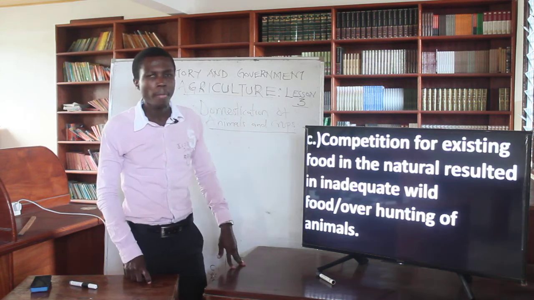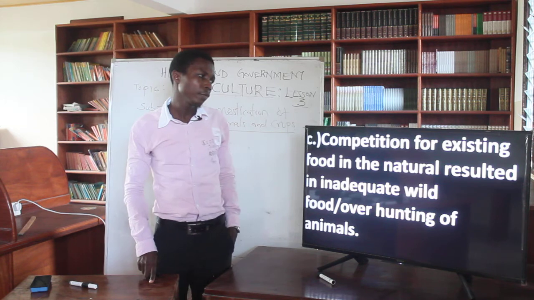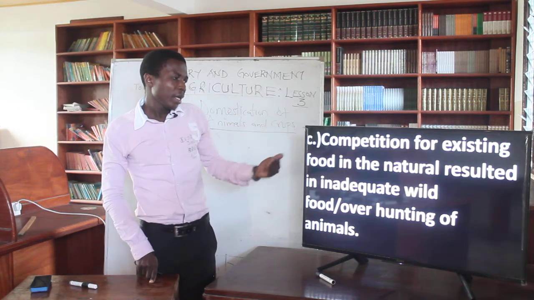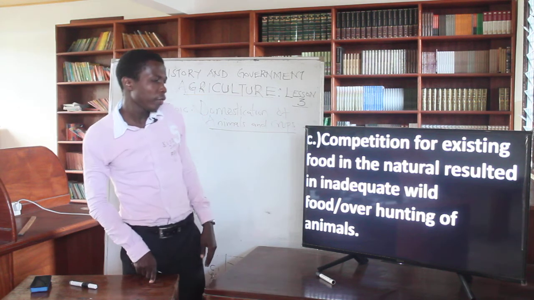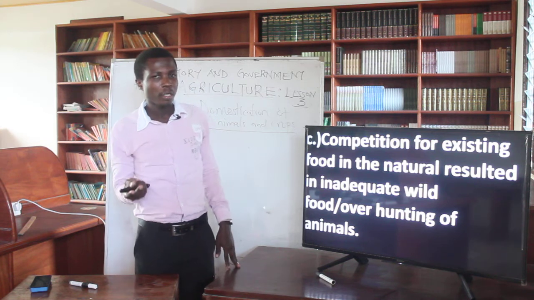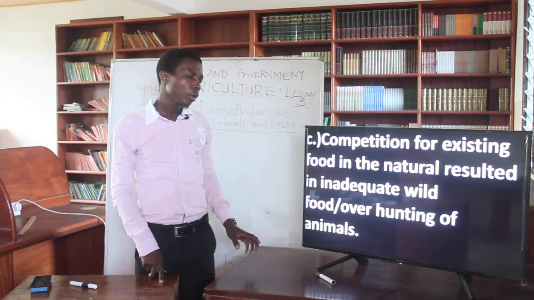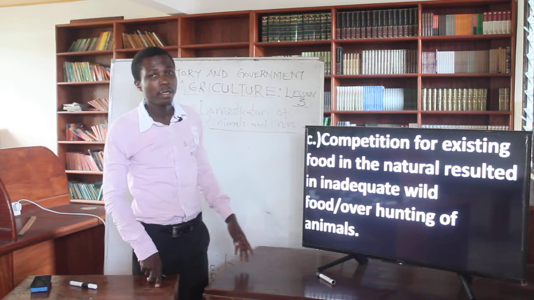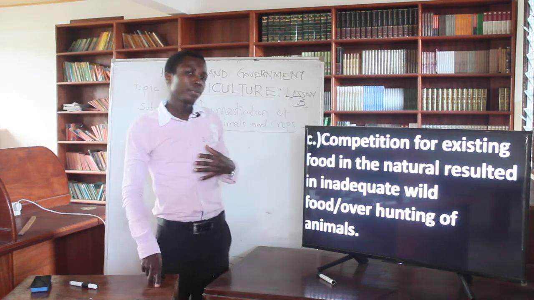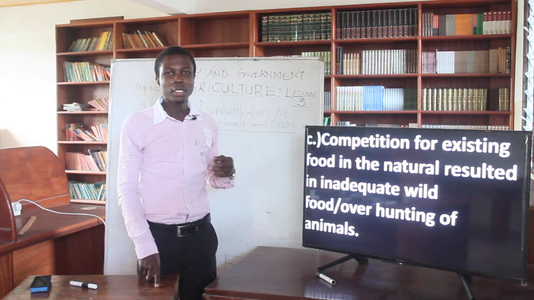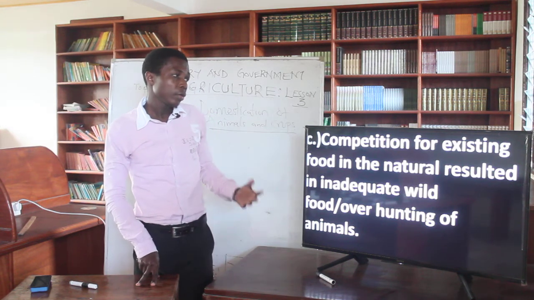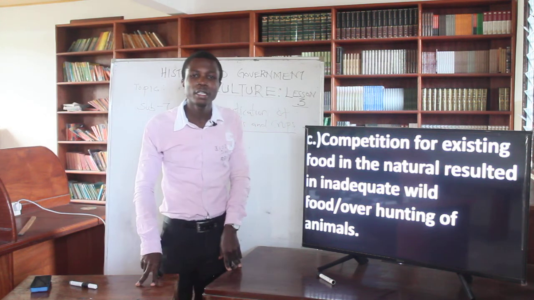Then the next reason why man started domestication was competition for existing food in the natural environment, resulting in what? Inadequate wild animals or wild food, over hunting of animals. When you talk about competition, there was competition between man and animals. Man needed food, and animals also needed food, and therefore the environment could not provide enough food for them. So what came up in the mind of man is to come up with an idea of starting growing what? Crops, so that they can satisfy themselves as a whole. So that is all about the third reason why man started domestication.